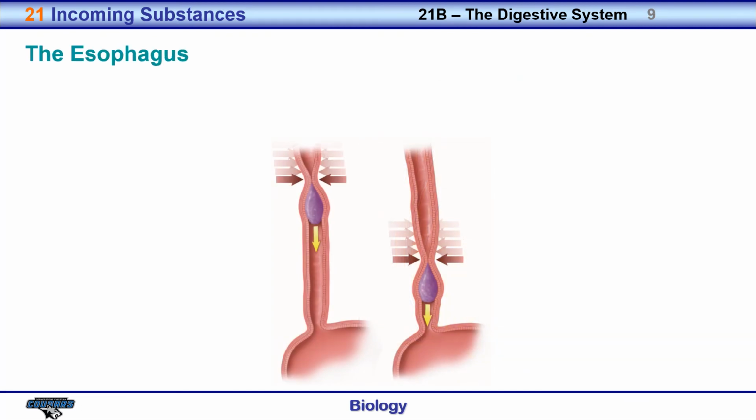Now, the esophagus is about 10 inches long, so it goes from your throat down to your stomach. It goes down in between your lungs and kind of like behind your heart. And as the food is chewed and softened and lubricated, it becomes like in the shape of a ball, and we call that ball the bolus.